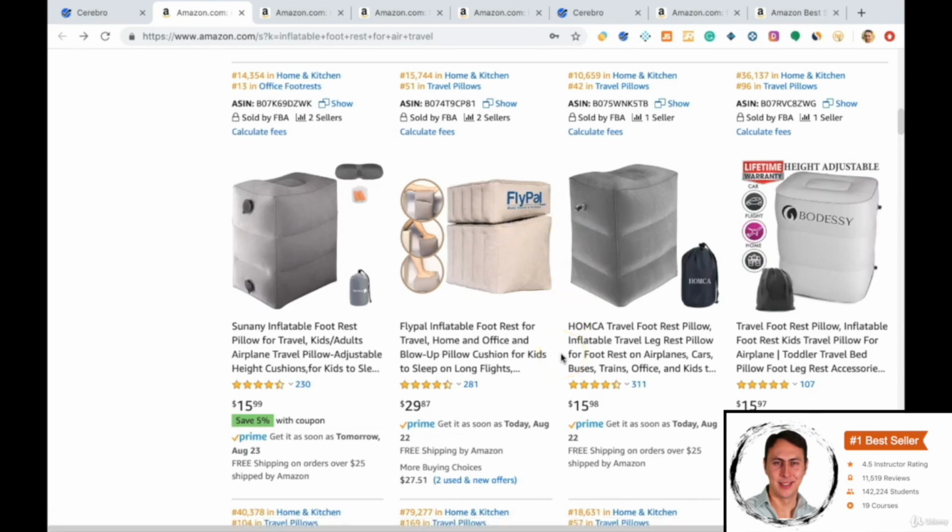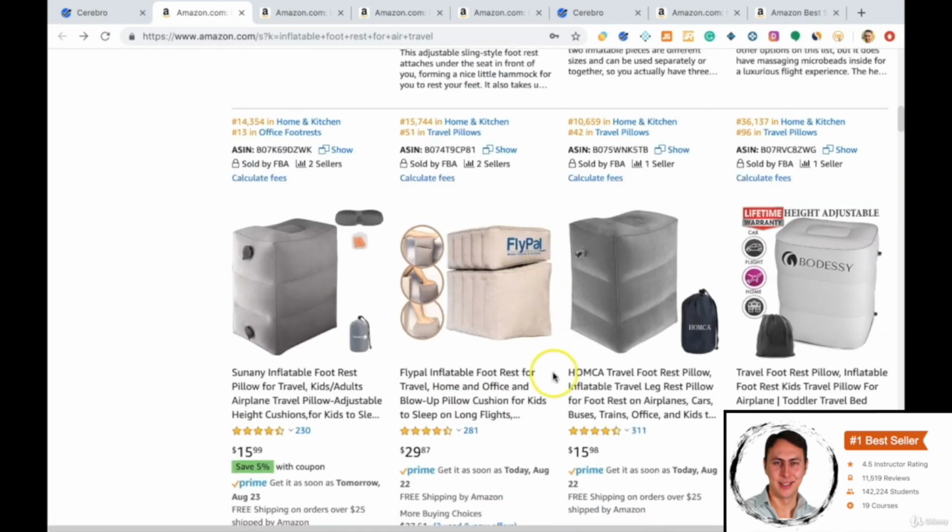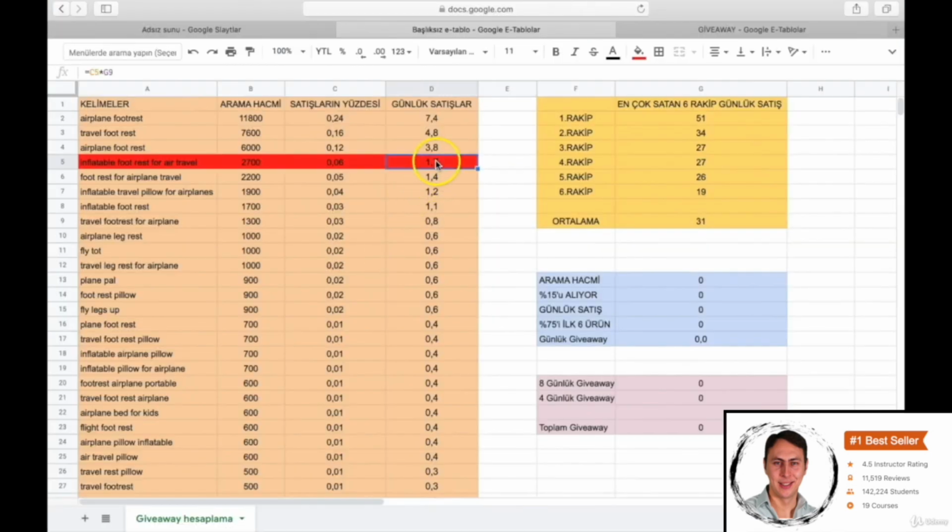Now let's look at our second method. We will do both of our methods and compare the results. So how is the second method? This method is as follows. We found that the average of our search volume is 2,700. What does this search volume mean? It means that on average, 2,700 people search for products with this keyword every month.